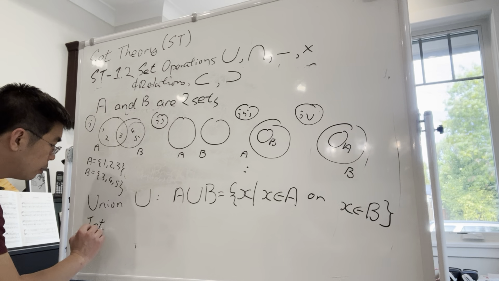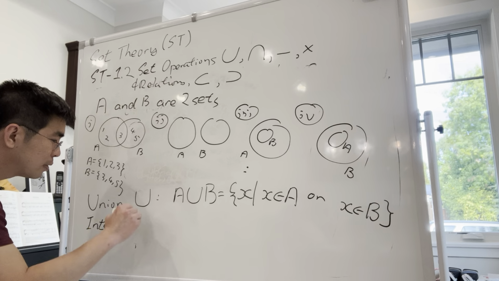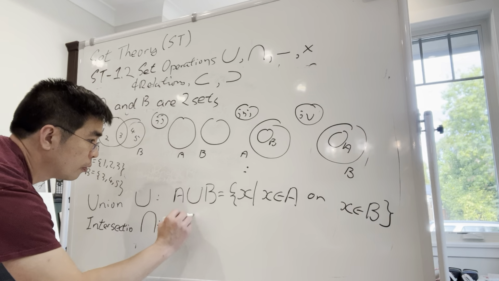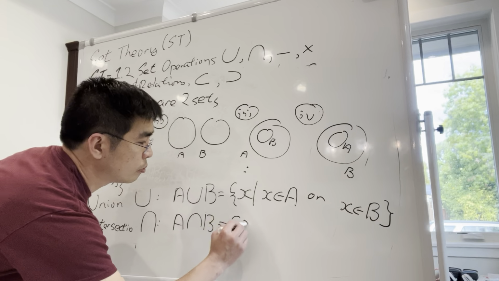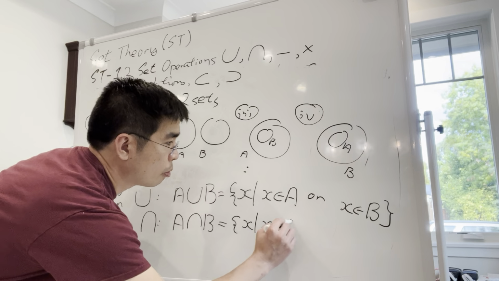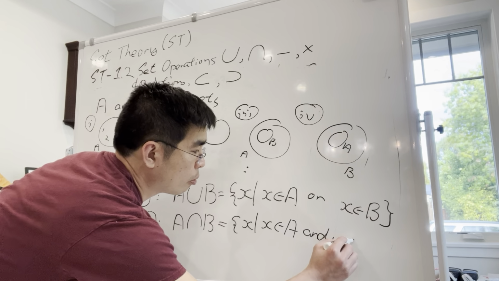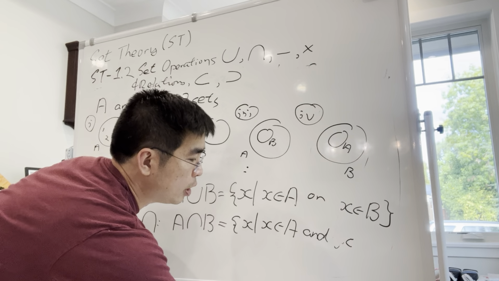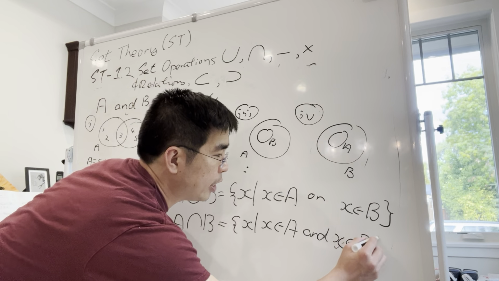Now, another operation called intersection is the upside down of a capital U, if you will. It has to be in both A and B.